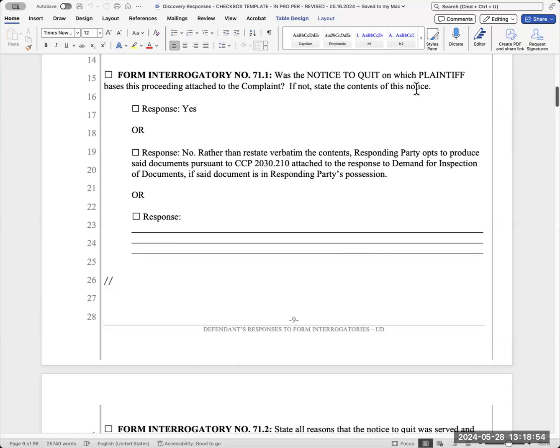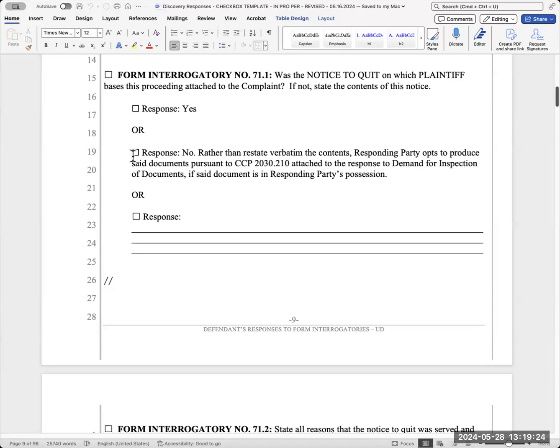And if you received the notice, either served in person, posted on the door, mailed to you, some combination of posted and mailed, they want to know, was that notice you received at your residence, at your unit, was it also attached to the complaint? And if not, state the contents of this notice. If it was attached to the complaint, simply check yes.